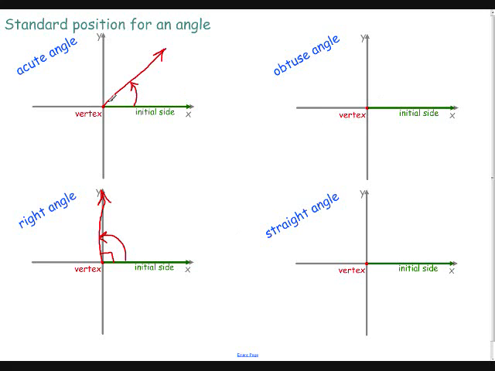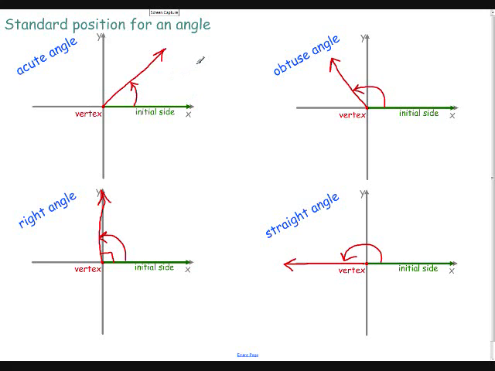An obtuse angle. Well, we did acute, which is between 0 and 90 degrees angle measure. We did right, which is exactly 90 degrees. And obtuse, as you remember, is greater than 90 degrees and up to 180. So if I do a positive obtuse angle, there it is. How about a straight angle? Straight angle is exactly 180 degrees.